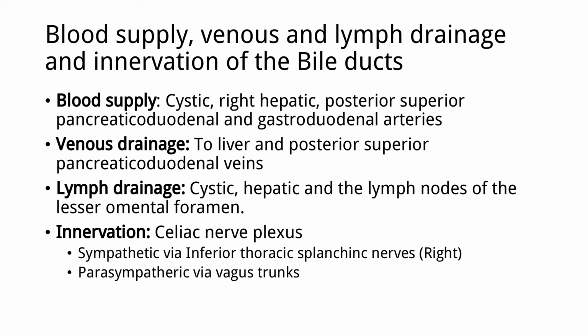The innervation of the bile ducts is through the celiac nerve plexus from sympathetic and parasympathetic innervations. The sympathetic innervation is via the inferior thoracic splanchnic nerves on the right side, so only from the right splanchnic nerves, and from the parasympathetic via the vagus trunks.